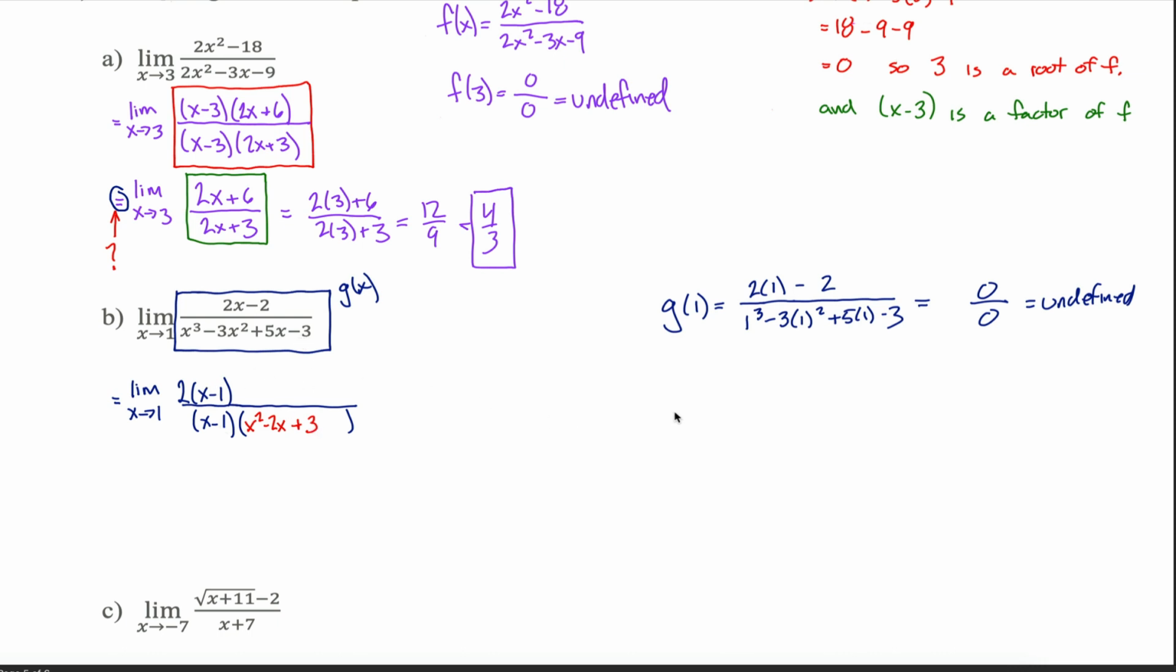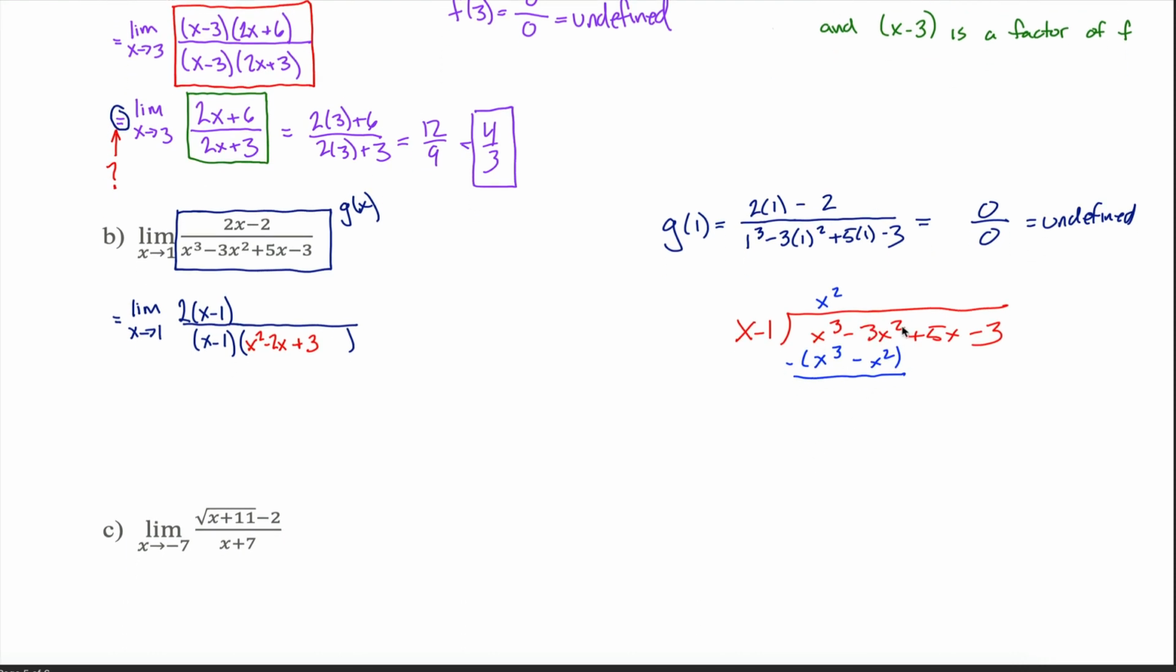In case that's uncomfortable for you, you can also use polynomial long division, where we do x minus 1 divided by x cubed minus 3x squared plus 5x minus 3. First goal is to get rid of the x cubed. Do that by putting an x squared up here. x squared times x minus 1 is x cubed minus x squared, and you subtract. When we subtract, the first column goes away.